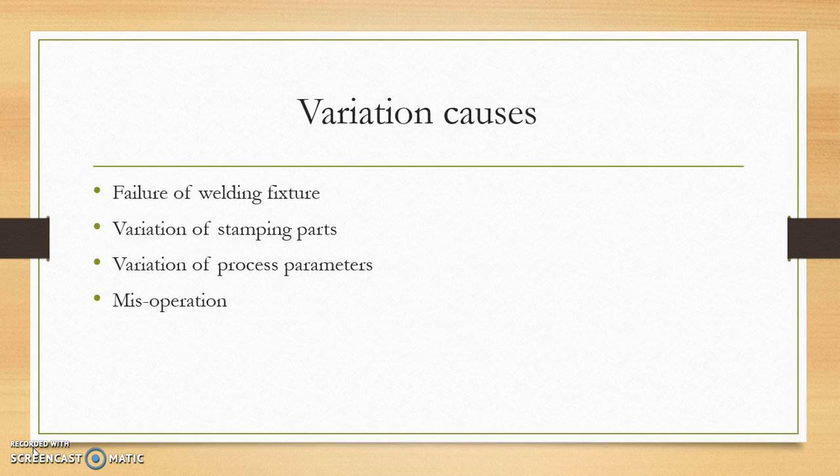So in this, the variation causes. What are the main reasons for this variation? As we are seeing: the failure of welding fixture, variation of stamping parts, variation of process parameters, misoperation. So let me describe what those are. Coming to failure of welding fixture. In sheet metal assembly, the assemble precision is determined mainly by the fixtures, and any deviation of a fixture will directly influence the dimension of the product.